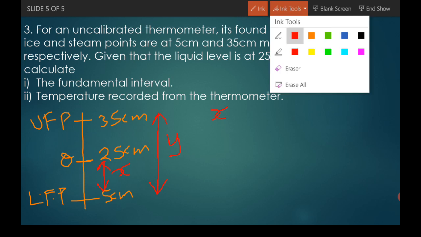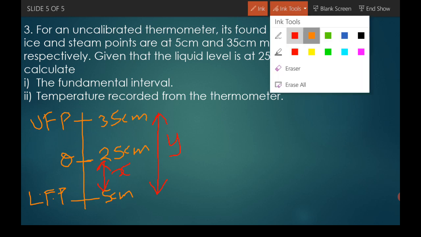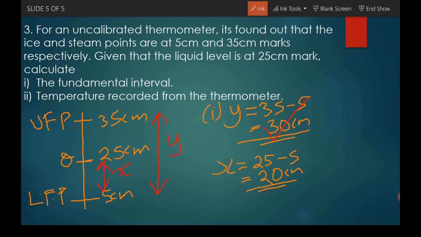So from that diagram, we can clearly see our distance x. Okay, let's begin by getting our distance y, which is the fundamental interval. Roman 1, the fundamental interval y, is equal to the upper fixed point minus the lower fixed point, the distance apart, in other words, which is 35 centimeters minus 5, which will give us 30 centimeters as our answer. That is the fundamental interval. Then I also need to get the x. Our x is equal to 25 minus 5, which will give us 20 centimeters. Remember, these markings here are simply like you've placed a ruler onto the thermometer and then you're marking off the points as 5, 25, and then the 35 centimeter marks.